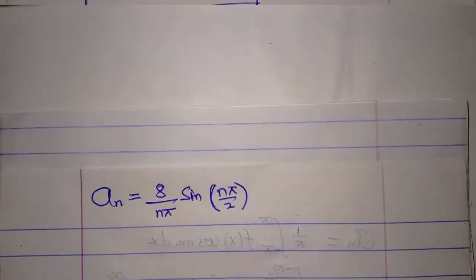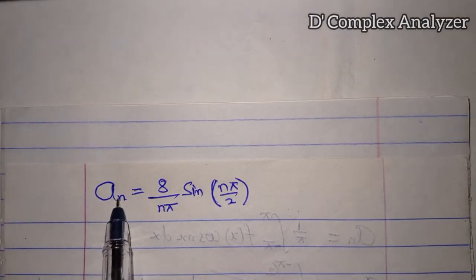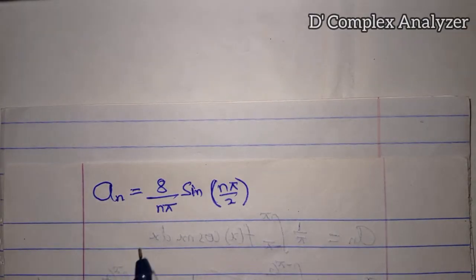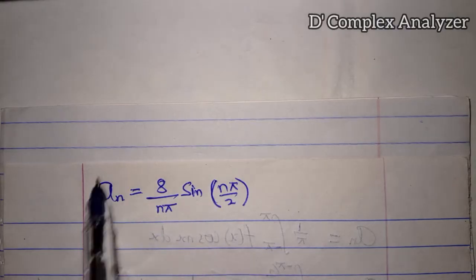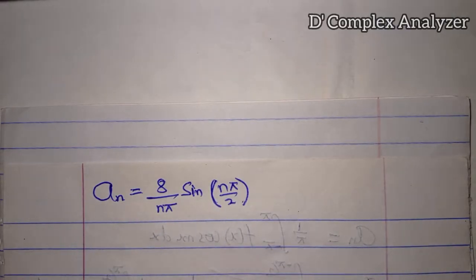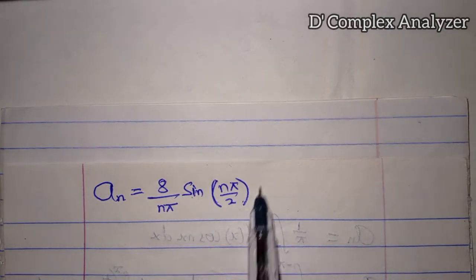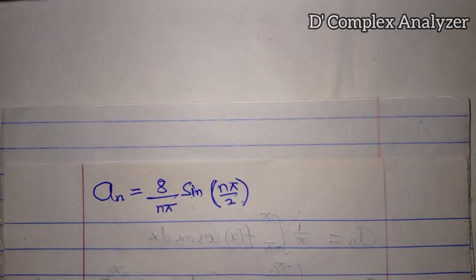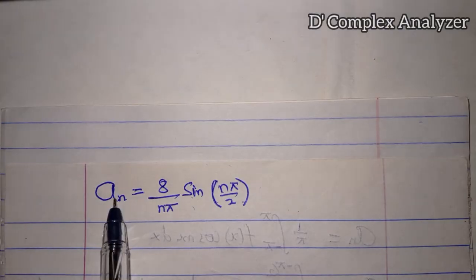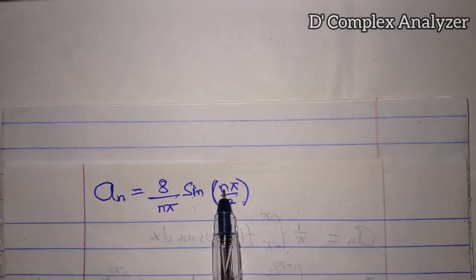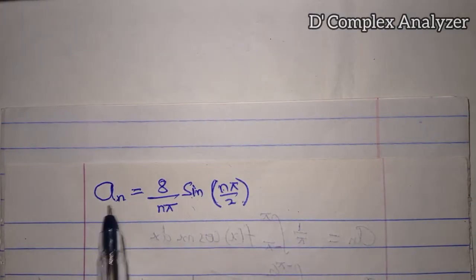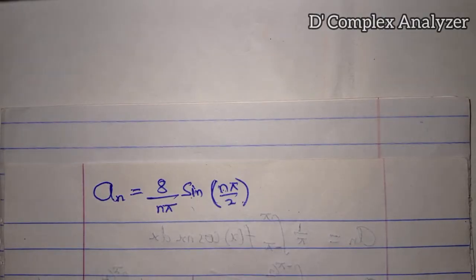Having gotten a sub n, what we have to do now is to determine the behavior of a sub n at different values of n. We are particularly interested in this sine function. So when n is equal to 1, what is a sub n? When n equals 2, what is a sub n? When n equals 3, what is a sub n? And so on and so forth.